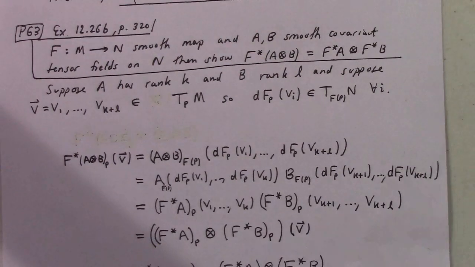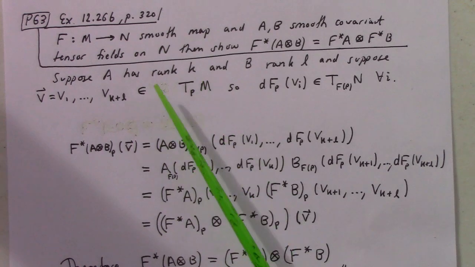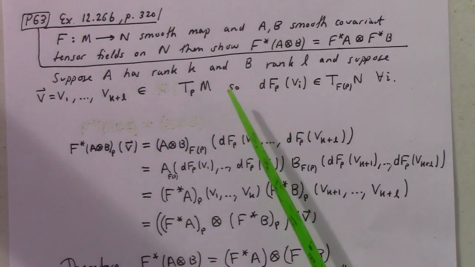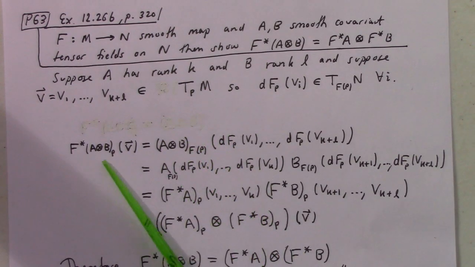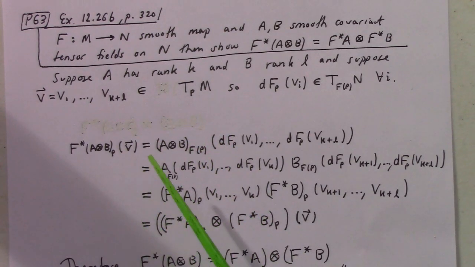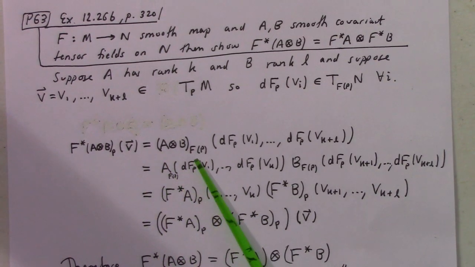Problem 63 wasn't too bad. We have a rank k and a rank l covariant tensor field, and we're supposed to pull them back over a smooth map. The definition of the pullback is that I take a tensor B at f(p) and feed it the pushforwards of the vectors inputted. But when I do that, by definition of the tensor product, it gives me A of all that stuff and B of all that stuff.